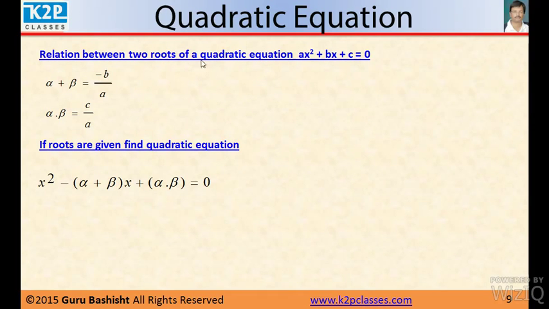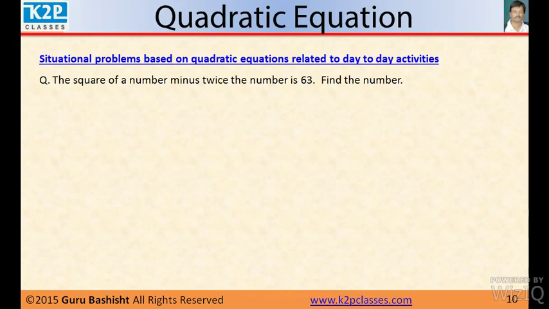Relation between the two roots of a quadratic equation. So, alpha plus beta is minus b by a. Alpha into beta is c by a. If roots are given, the equation can be found out. If roots are alpha and beta, the equation will be x square minus alpha plus beta into x plus alpha into beta equal to 0. A few problems.